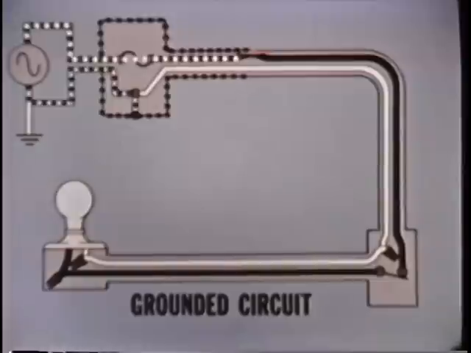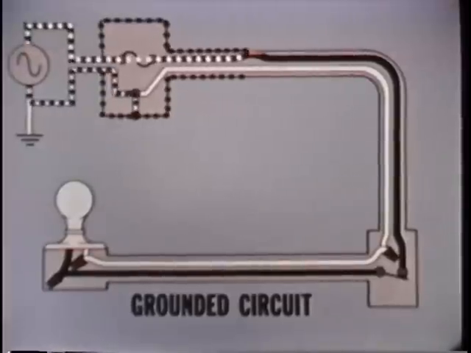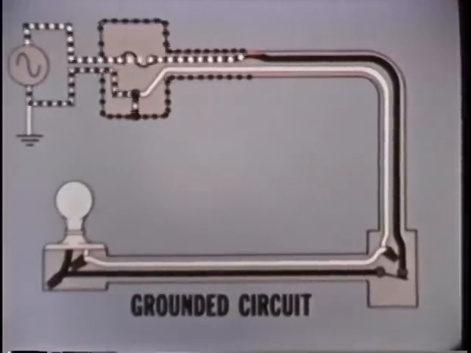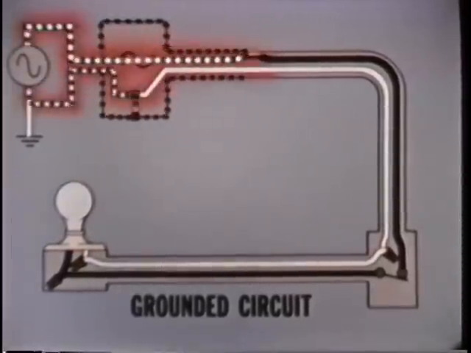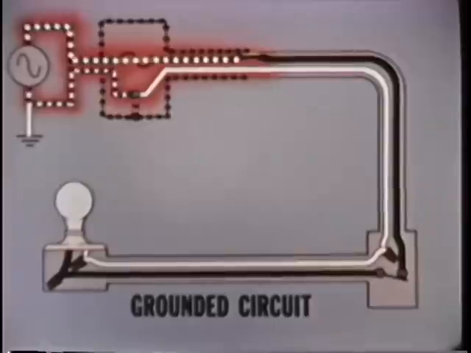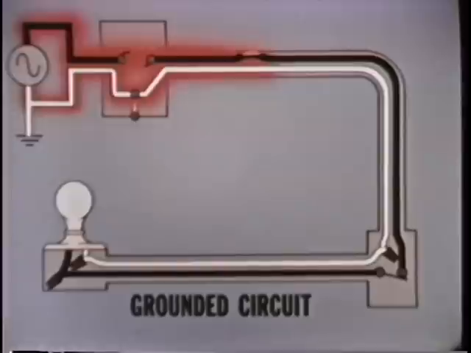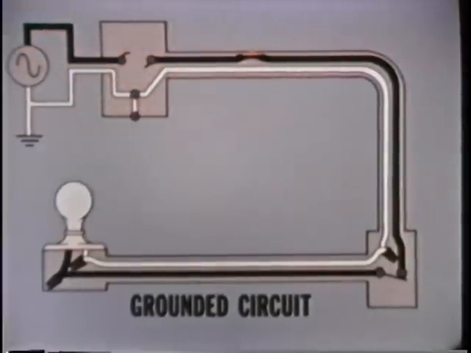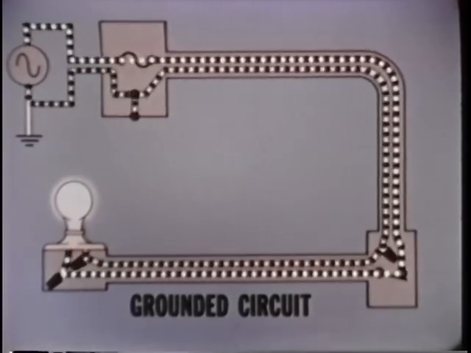Since the metallic parts of the wiring system are at ground potential, the current flow is shunted through the metallic structure to ground. Since the resistance of the circuit is lowered to an extremely low value, the current flow is increased until the protective device in the power panel reacts to stop the current flow. To correct this condition, it is necessary to locate the undesired grounding of the hot conductor and remove it. Then, when the protective device is reset or replaced, the circuit is restored to service.